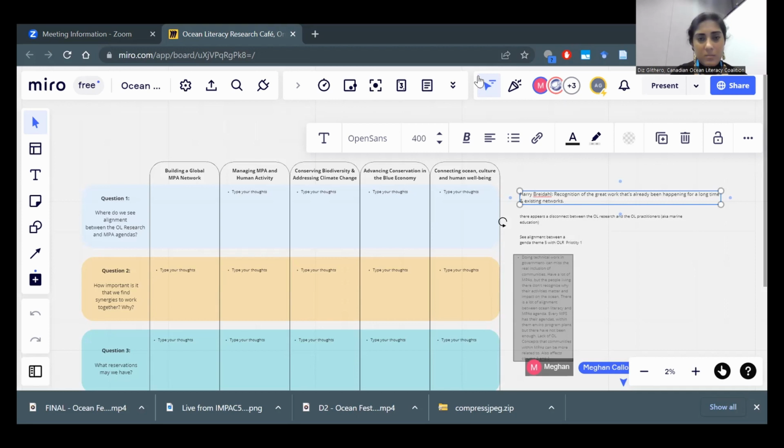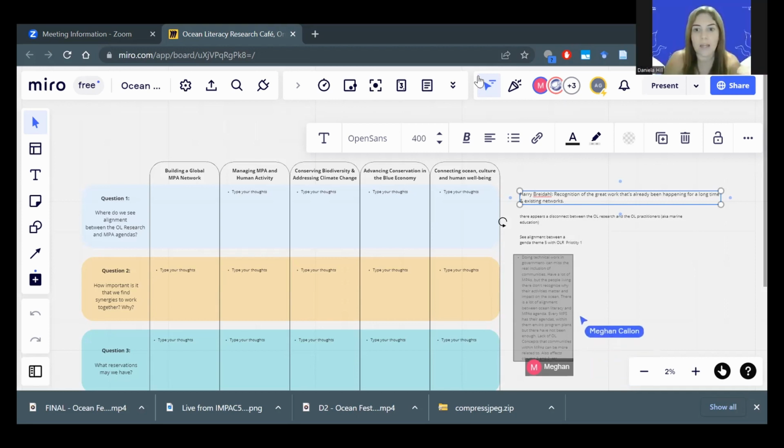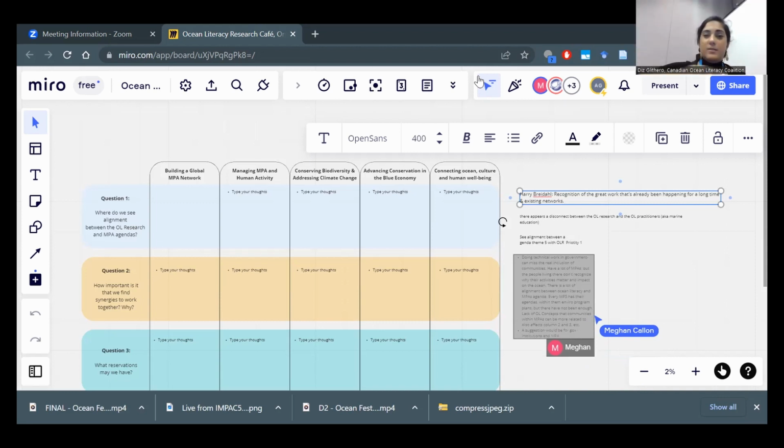So maybe a suggestion would be that governmental institutions and their technical people can be more related to these ocean principles and ocean literacy. Right, it's all levels. It's not just necessarily people on the ground.